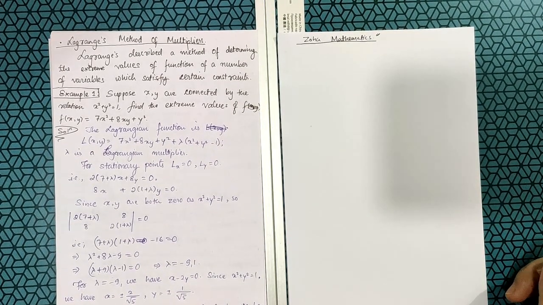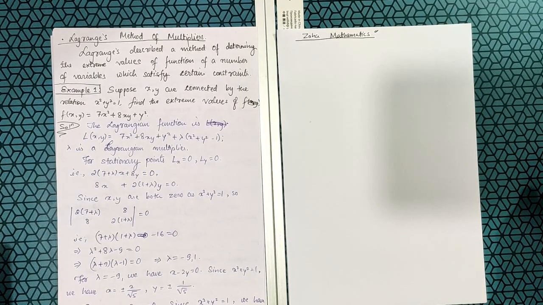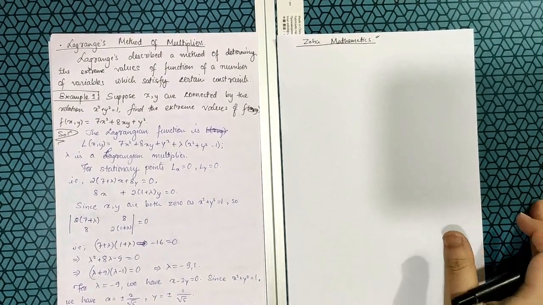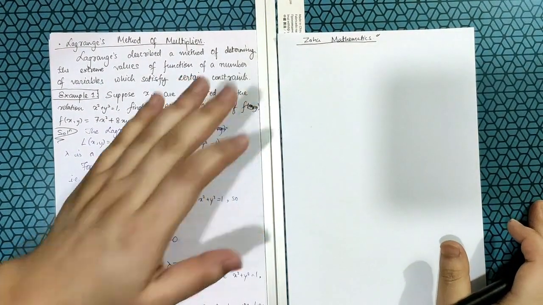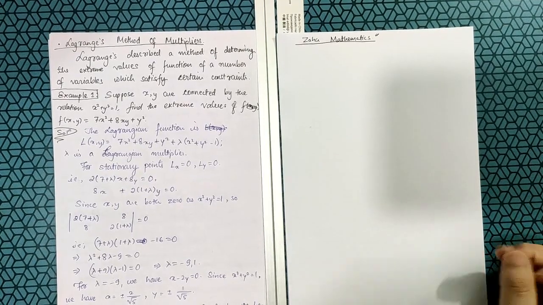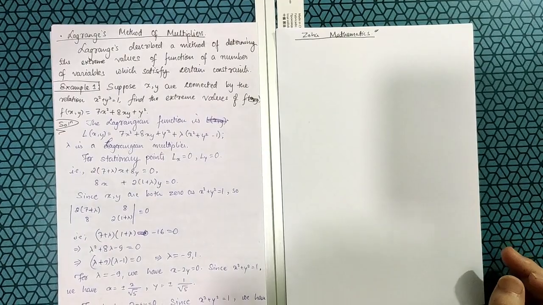Today we are going to do Lagrange's method of multipliers for finding the extreme values of a given function. So we understand the method of finding by an example. So let us go through the example.